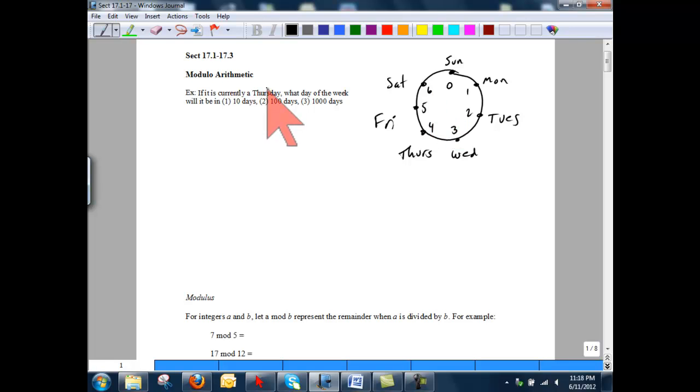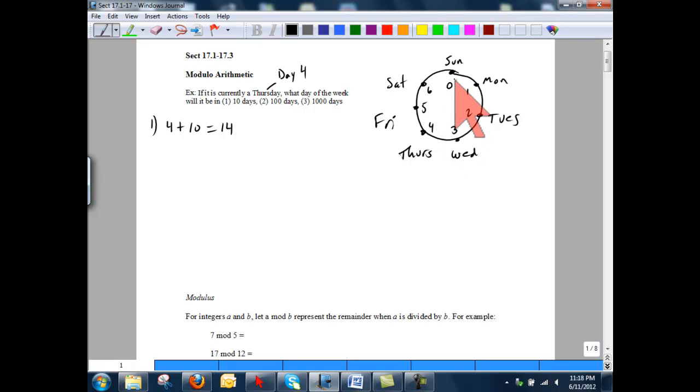Now, by this numbering scheme, it's currently a Thursday. That is day 4. And so let's answer question 1. If it's currently a Thursday, that is day 4, and we wait 10 more days, what day will it be? Well, 4 plus 10 is 14. The answer is it's day 14. But I look at my days of the week clock, and I don't see 14. The question is now, where is it?